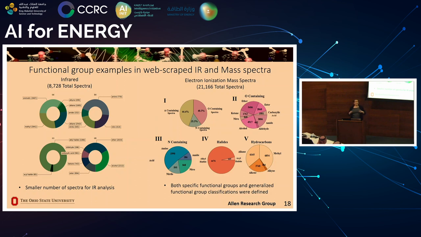So for the first theme of this project, we're really looking at data that we were able to collect from the NIST webbook. That's the National Institute of Standards and Technology for the United States. And so what we wanted to do is look at automating functional group detection. And throughout the rest of this section, I will be talking about detecting and identifying these functional groups.